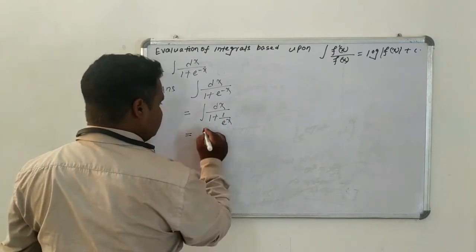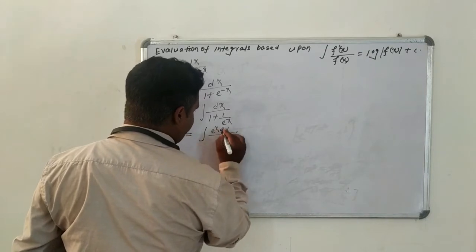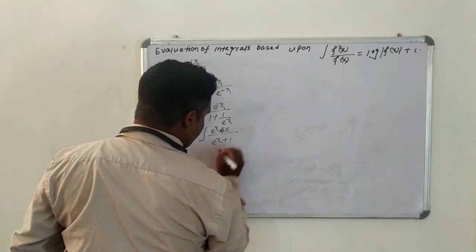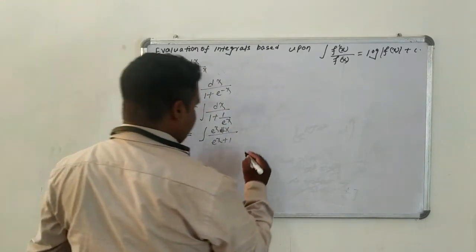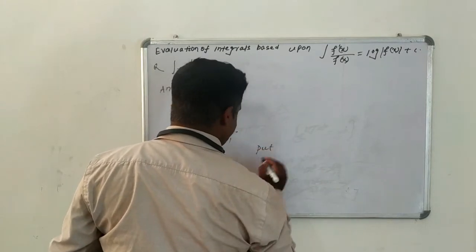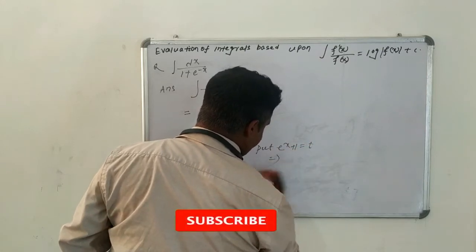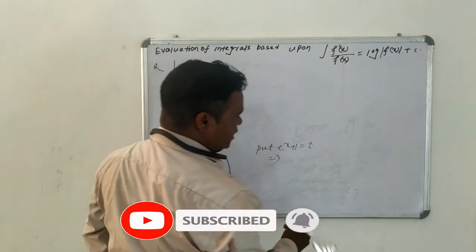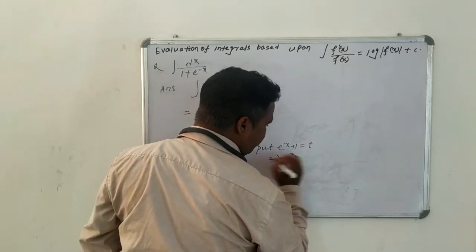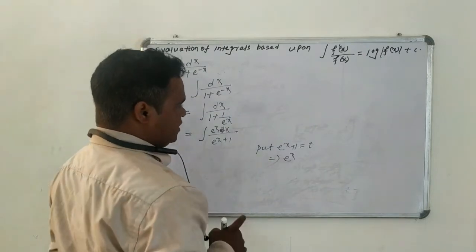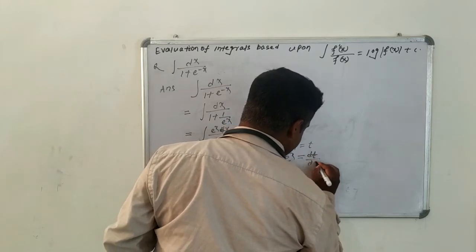Now the conversion of this is e to power x dx by e to power x plus 1. So now put in the given formula format, the lower part is f(x). So e to power x plus 1 equals t. t is a function of x. Derivative both sides with respect to x: the derivative of e to power x is e to power x, and 1 is a constant whose derivative is 0. So this value equals dt divided by dx.